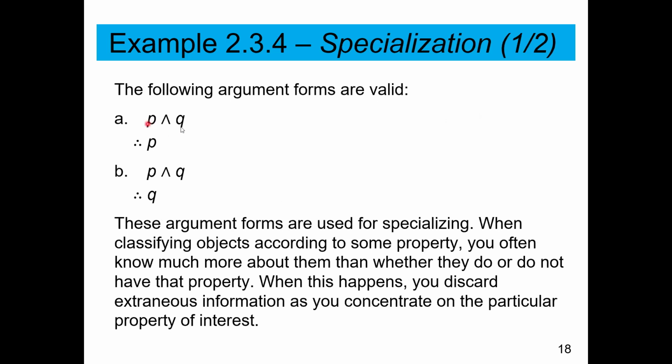If I have an and statement, remember this is only true if P and Q are both true. Therefore, if this original statement is true, then we know that P has to be true. Boom, done. We also know that Q has to be true. Boom, done. Specialization is taking an and and simplifying.